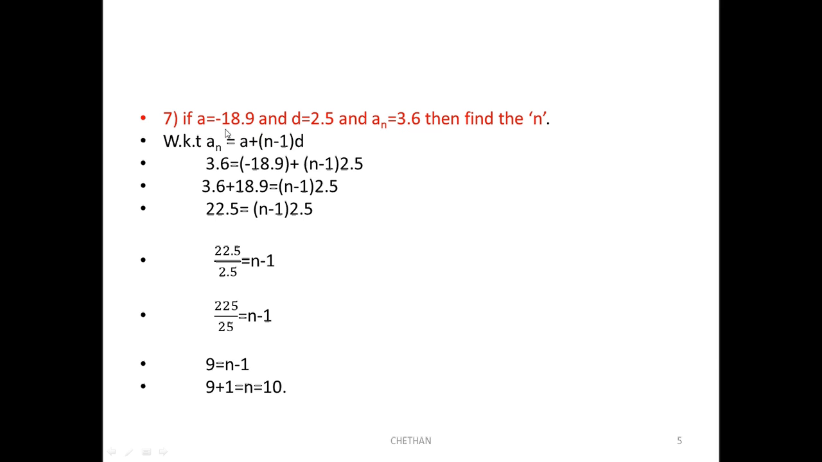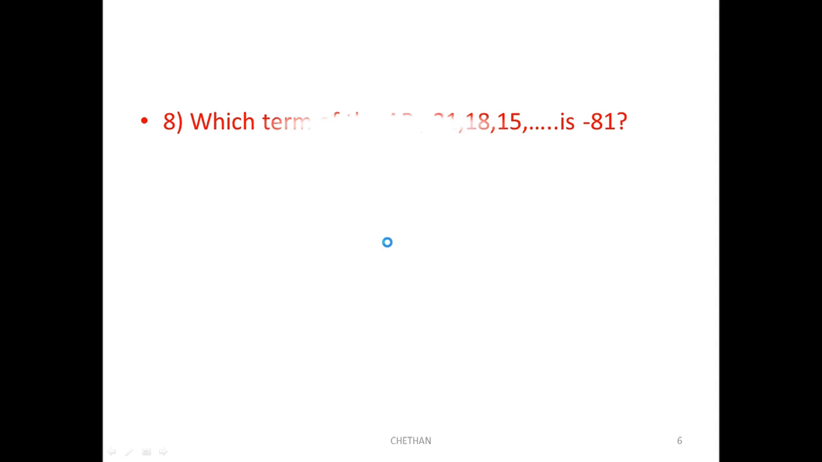That means in this AP, the first term is minus 18.9, the common difference is 2.5, and the 10th term, that means n is equal to 10, becomes 3.6. In this way, we have to find the value of n. In other words, we find in which term the an becomes 3.6, the nth term. Do you understand this? Yes. On to the next problem.